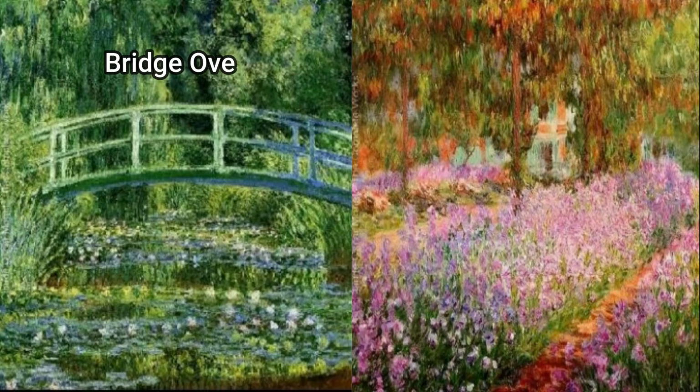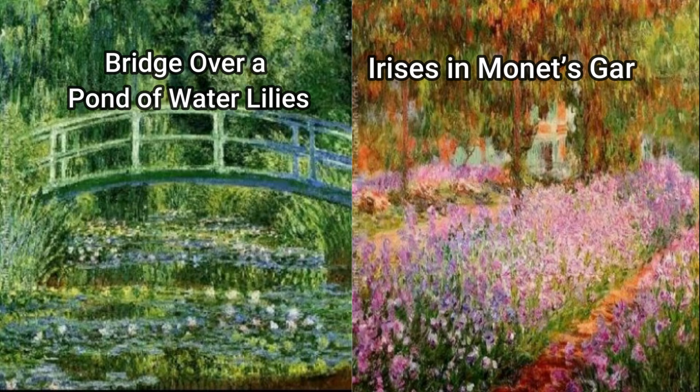Some of his artworks, we have Bridge over a Pond of Water Lilies. We have also Irises in Monet's Garden. From Claude Monet, we have very popular paintings such as Water Lilies and of course, Sunrise. I am sure that these are very beautiful, and I expected that these paintings came from, of course, Claude Oscar Monet.